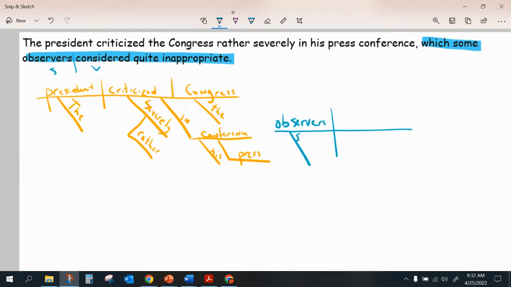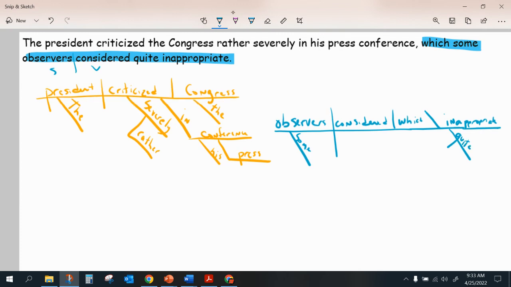Some observers considered. And now I have a place for the word which. The word which is kind of sitting here as a direct object. The observers considered which, because I'm making a pattern 9, to be, and then here's my adjective, inappropriate. That word to be is kind of understood, and it's quite inappropriate.